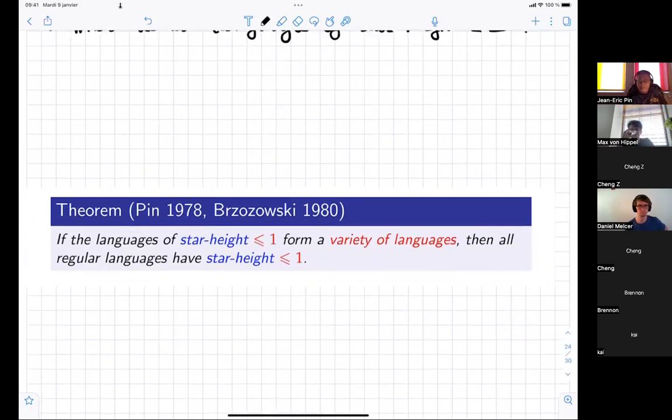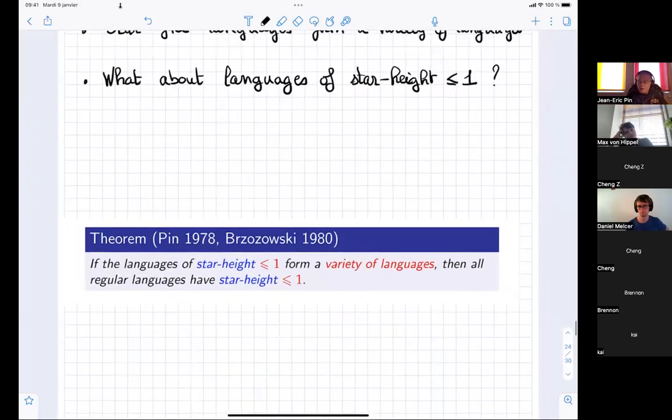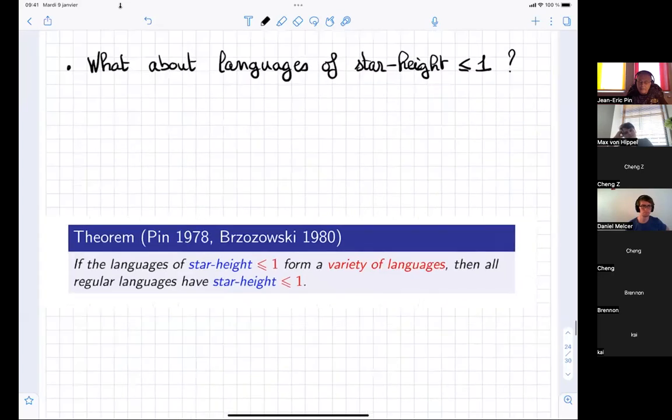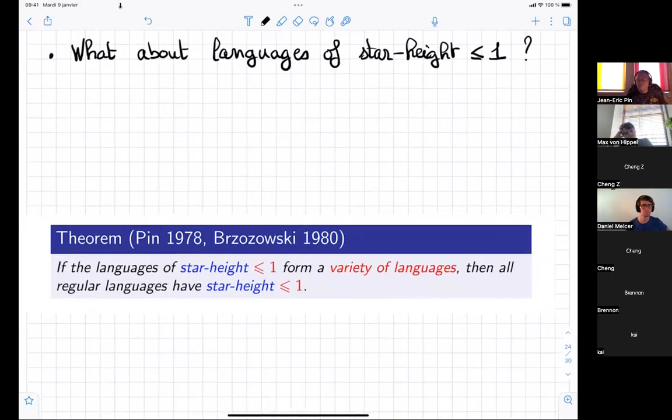Actually, it was shown that if the languages of star height at most 1 form a variety of languages, then all regular languages have star height at most 1. Which would mean that there is no language of star height 2.